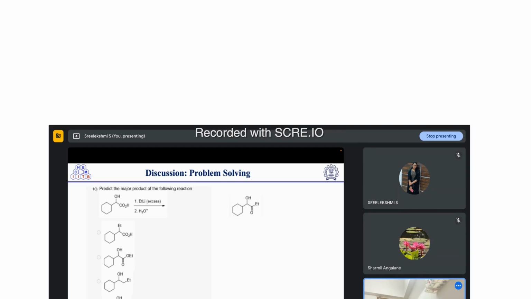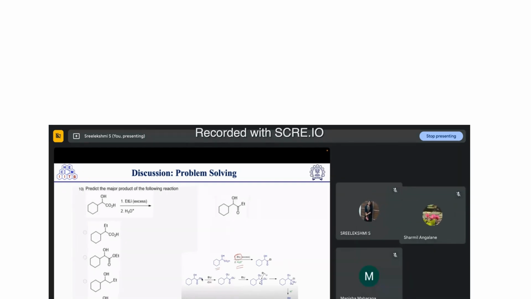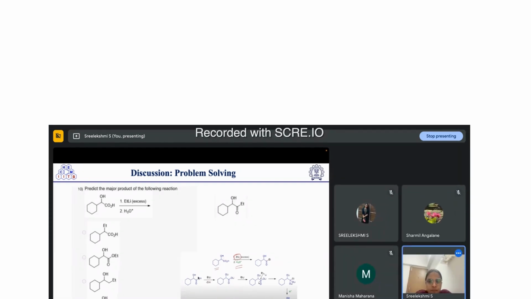The correct answer is option D. We have also seen this, and the professor has discussed it in the lecture videos. So what is happening here? First, when we add ethyl lithium to this alcohol and this carboxylic acid, both will get lithiated. That is, over here it will get lithiated, and over here this will also get lithiated, to form this particular compound.